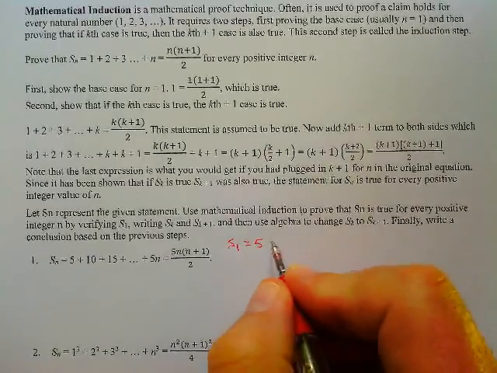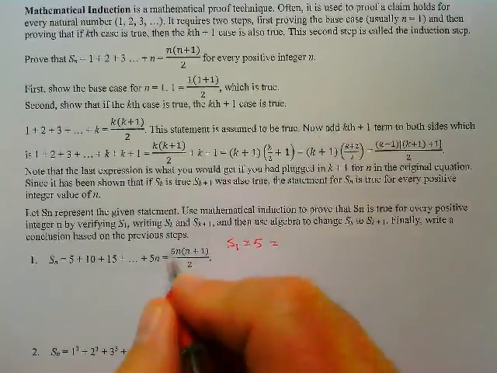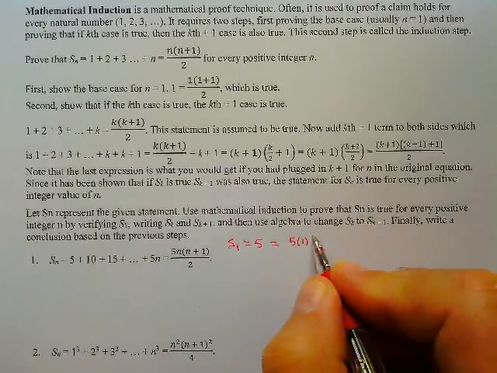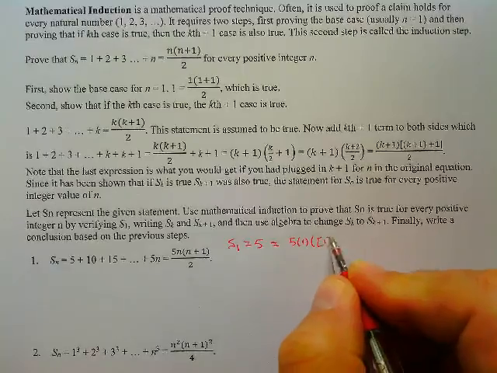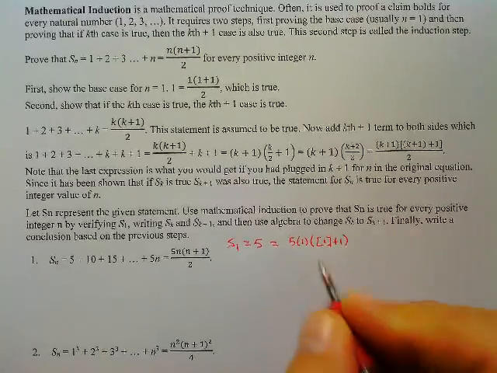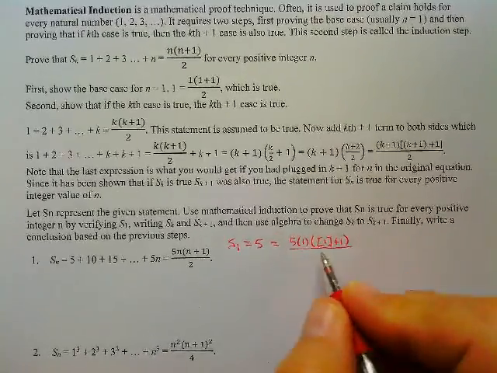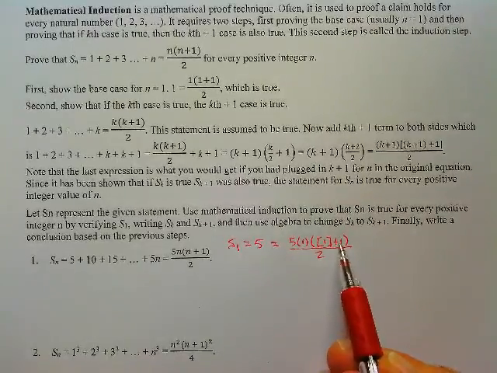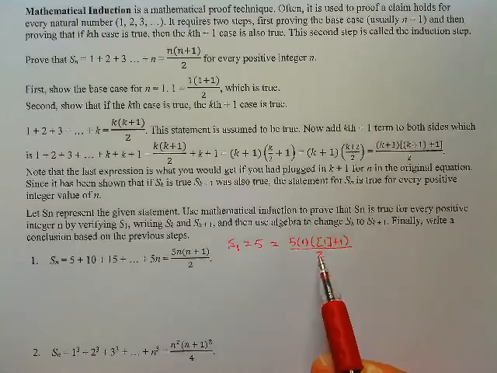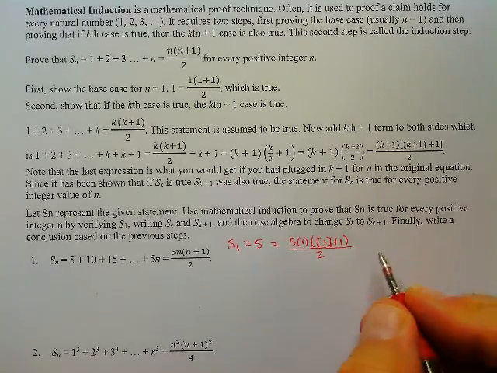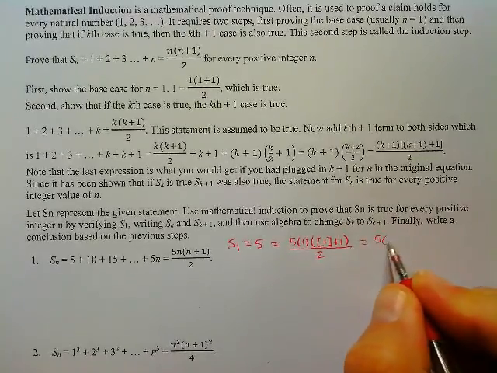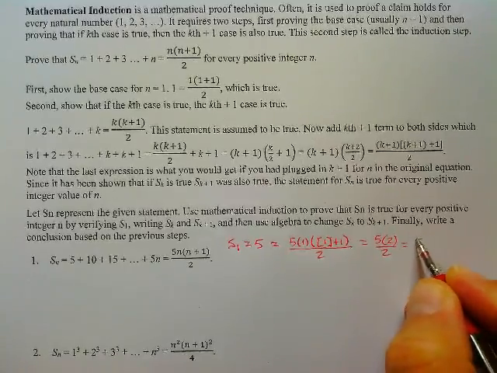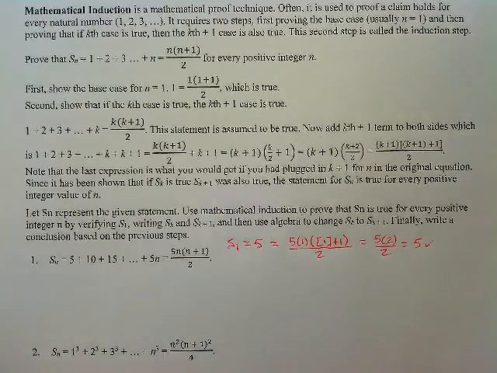And so if we use our formula, we would have 5 times 1 times 1 plus 1 all over 2. Of course, this is just going to give me 1 plus 1, which is 2. 2 over 2 is 1. 5 times 1, as I say, we're going to have 2 over 2, which is just 5. So it did work. Check.